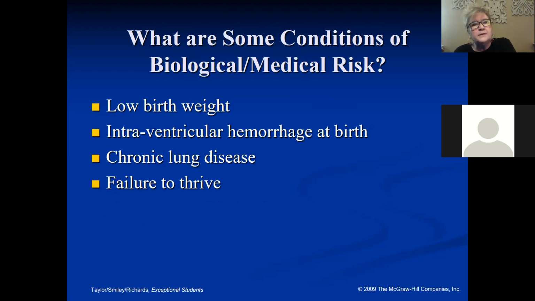Some more that are of biological medical risk would be low birth weight, intraventricular hemorrhage at birth, chronic lung disease, and then this kind of fuzzy one that we call failure to thrive. Babies that just have difficulty all the way around, and we're not sure exactly what's going on with them physically, but they have difficulty with their breathing, with their heart rate, with just general development and some of those milestones.